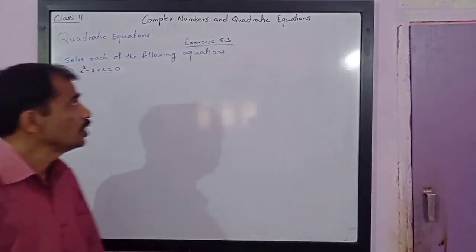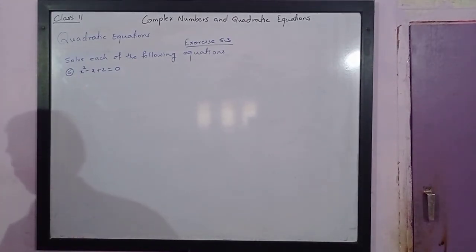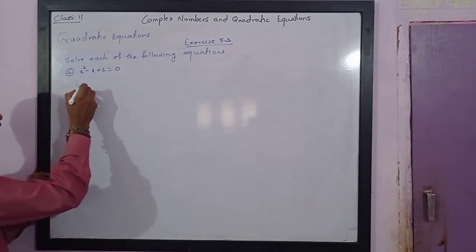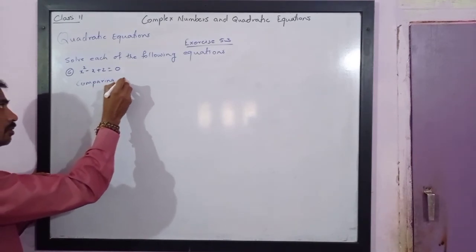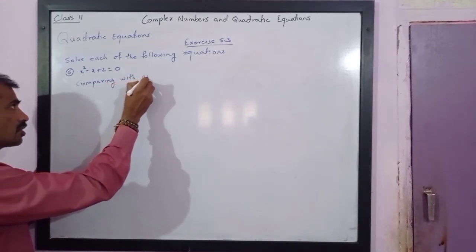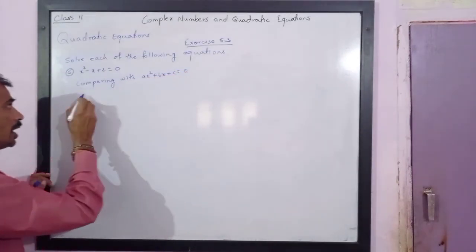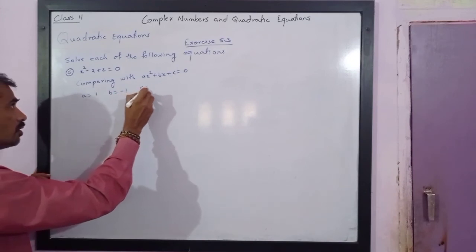Dear friends, we have the sixth question. X square minus x plus 2 equals to 0. Now compare this with the standard form of quadratic equation, ax square plus bx plus c equals to 0. We have a equals to 1, b equals to -1, c equals to 2.